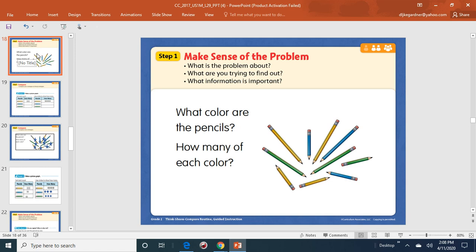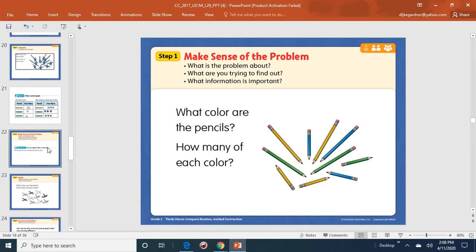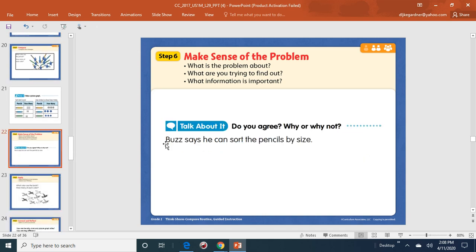Remember when we looked at our fish the other day? There was at least 4 or 5 different ways to sort them. Can you come up with an idea to sort these pencils besides color? Well, Buzz has a question. He wants to know if we can sort the pencils by size. Do you agree? Why or why not?